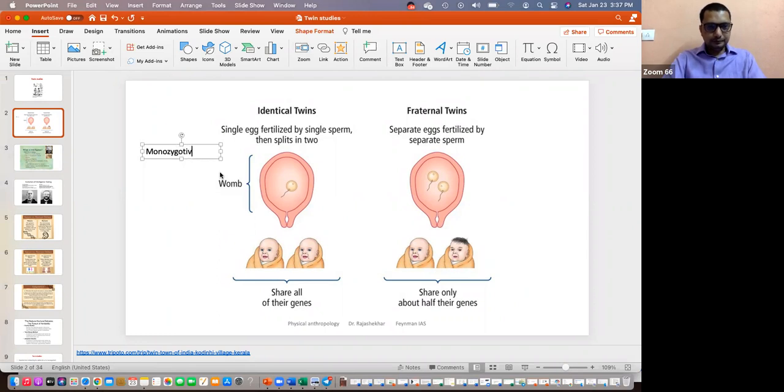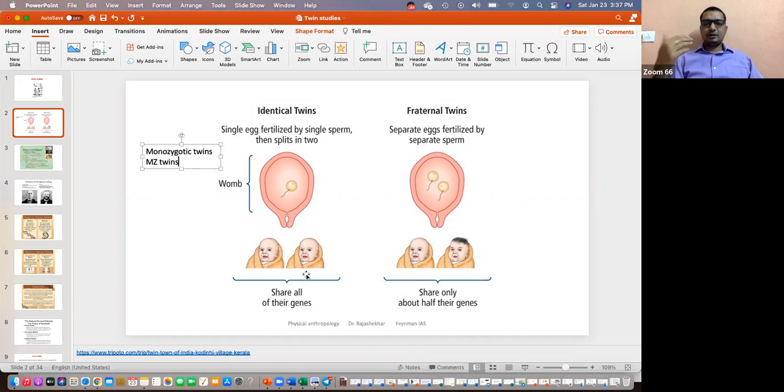Monozygotic twins or MZ twins. In the textbooks, in the examples, we learn that they are also known as MZ twins, monozygotic twins. So when they say monozygotic twins, they are referring to identical twins. Okay, and why do they look identical?